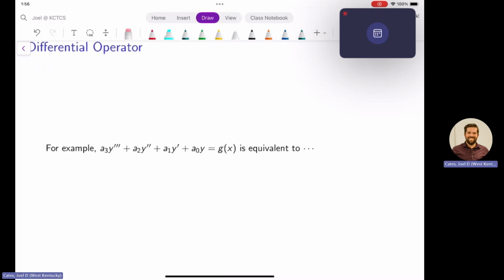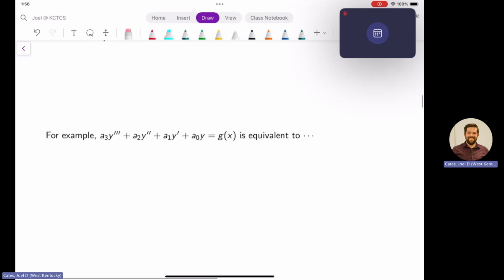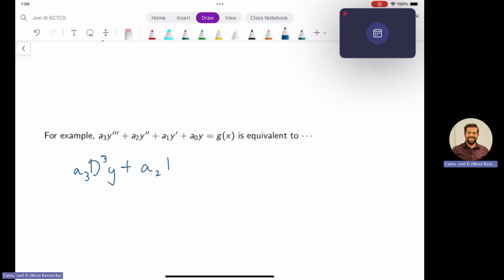So if we were going to rewrite this DE, that is a sub 3 y triple prime plus a sub 2 y double prime plus a sub 1 y prime plus a naught y is equal to g of x, with the differential operator, what it would look like is a sub 3 D cubed of y plus a sub 2 D squared y plus a sub 1 Dy plus a naught y is equal to g of x.